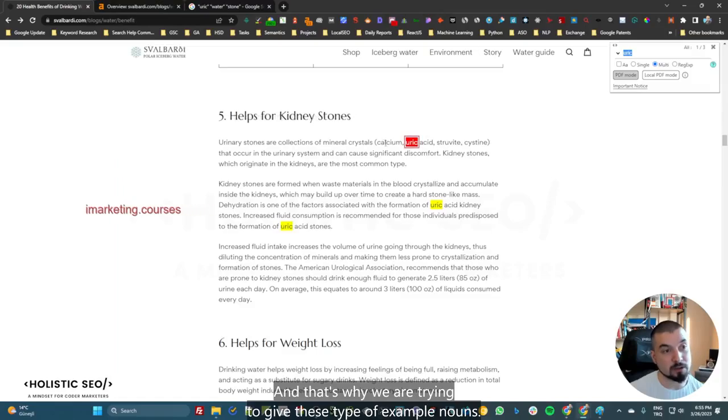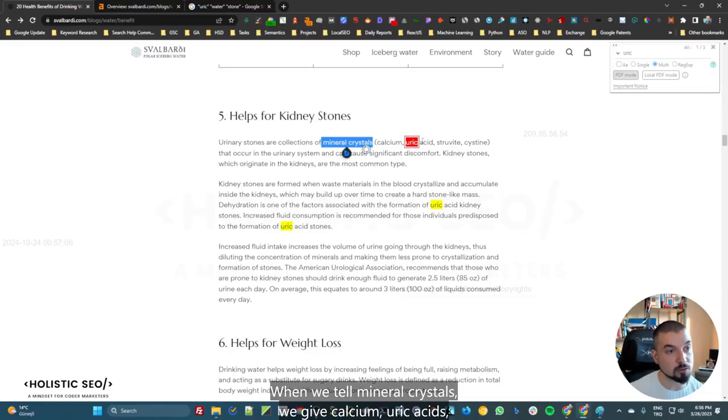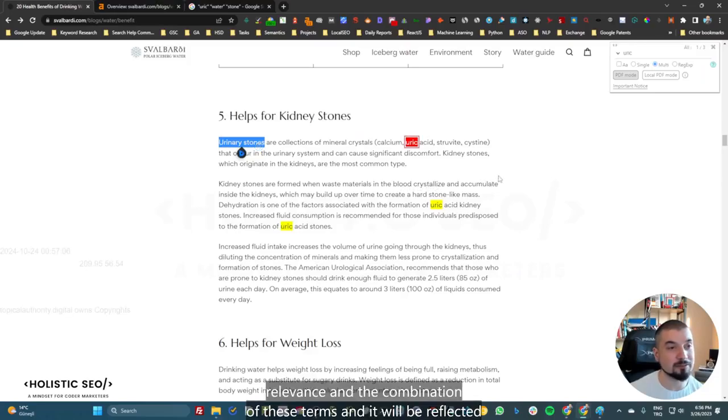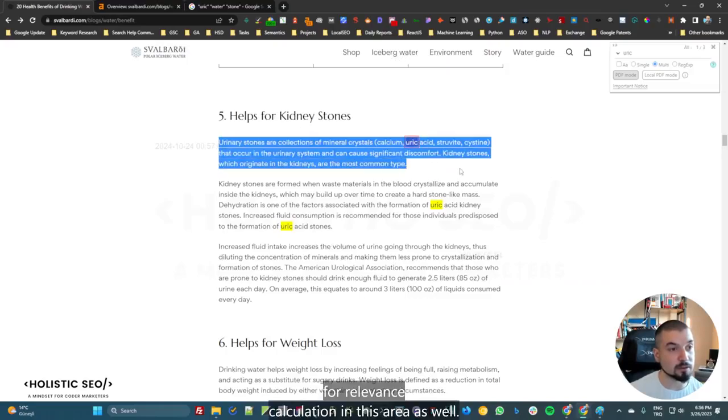And that's why we are trying to give this type of example nouns. When we say mineral crystals, we give calcium, uric acid, struvite or cysteine in this specific example to be able to give a better relevance, and the combination of these terms will be reflected in relevance calculation in this area as well.